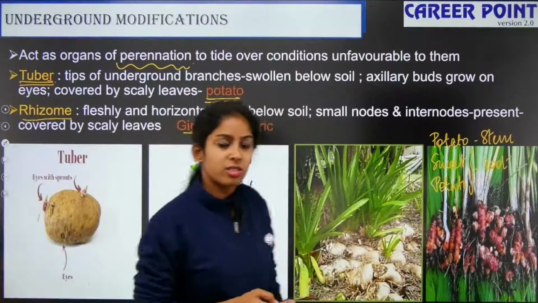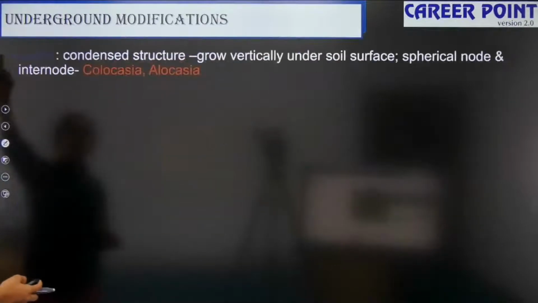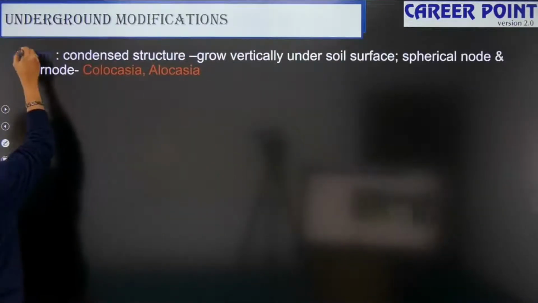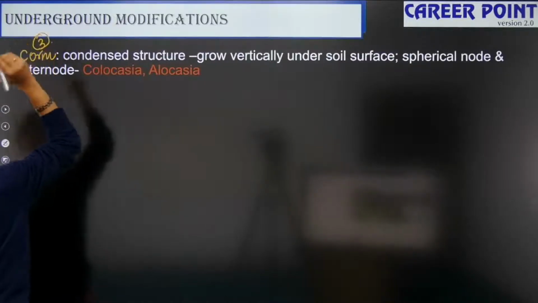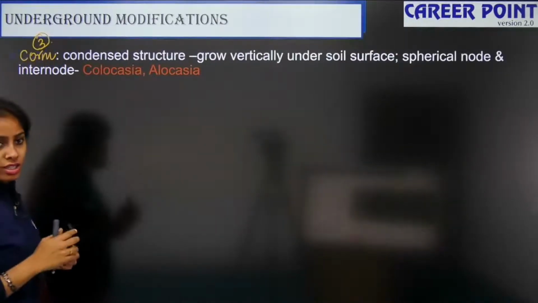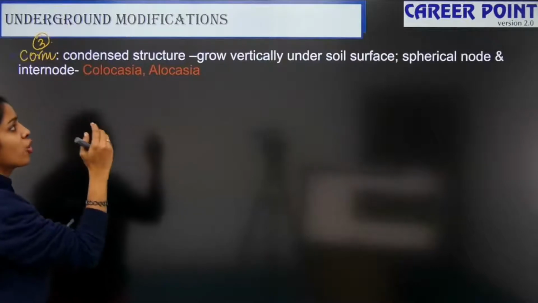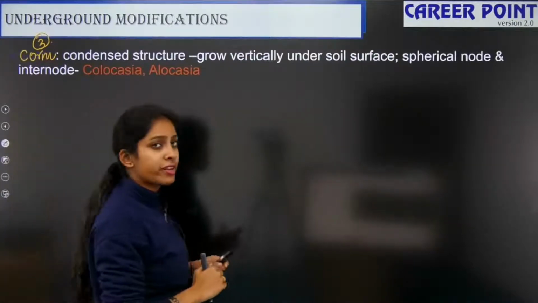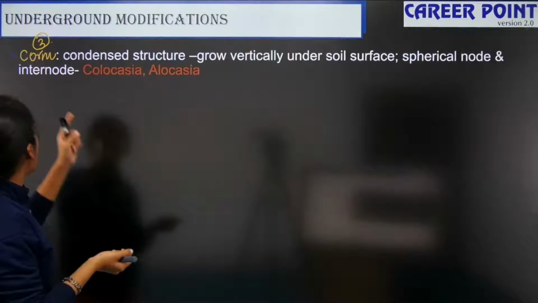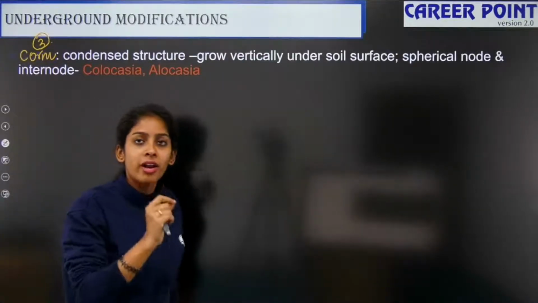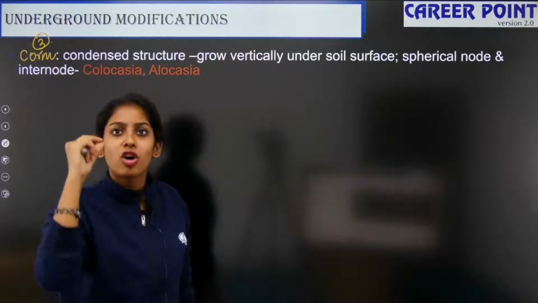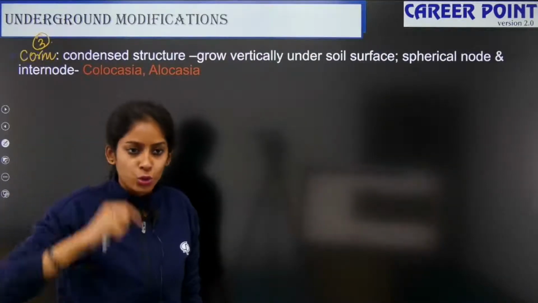So moving forward to the next type, okay, so this is your turmeric. This is how the turmeric harvest is. Moving to the next type. Underground modification is further divided into corm. We spoke about two. So this is the third modification, corm. It is a condensed structure. They grow vertically under the soil surface. They have a spherical node and an internode. Node is the place on the stem where your stem arises, and internode is the successive distance between two nodes.